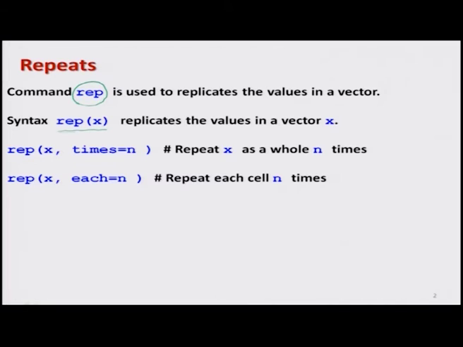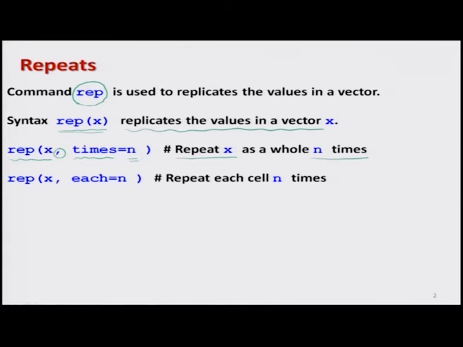For example, when I write rep and inside the brackets I write the variable x, and suppose x is a vector quantity, then rep x will replicate the values in the vector x. Another option is that I can use rep x and specify times equal to n, separated by a comma. This means repeat the values inside x for n number of times.